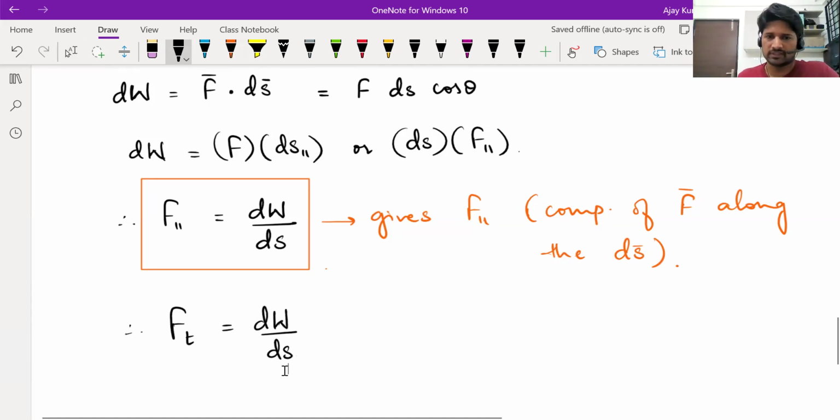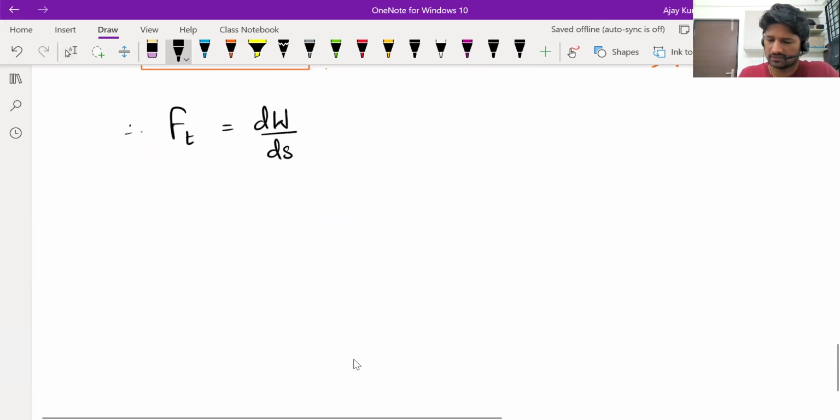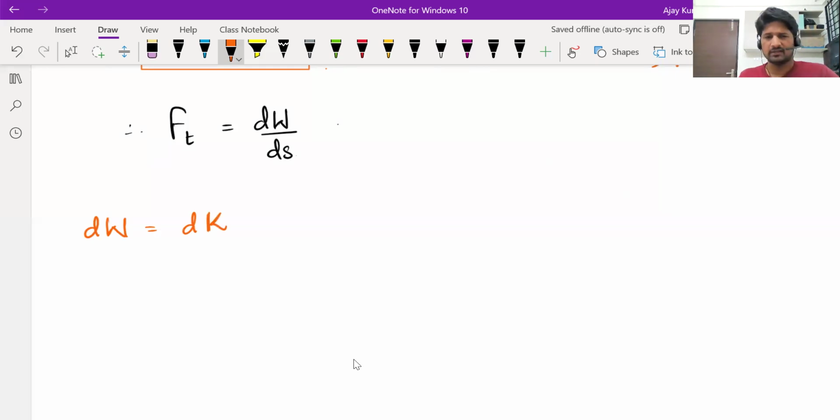There is another way also to justify this, or to derive this also, I can say. From the work kinetic energy theorem, work done is equal to change in kinetic energy. So we can write dW, small amount of work done, is the small change in kinetic energy. But this is valid if you are considering work done by all forces, okay, or the net force on a particle. That can be written as small change in kinetic energy. Formula for a particle is half mv square.